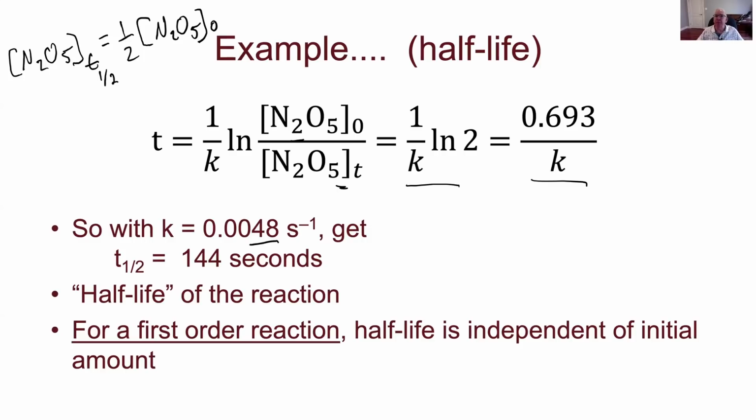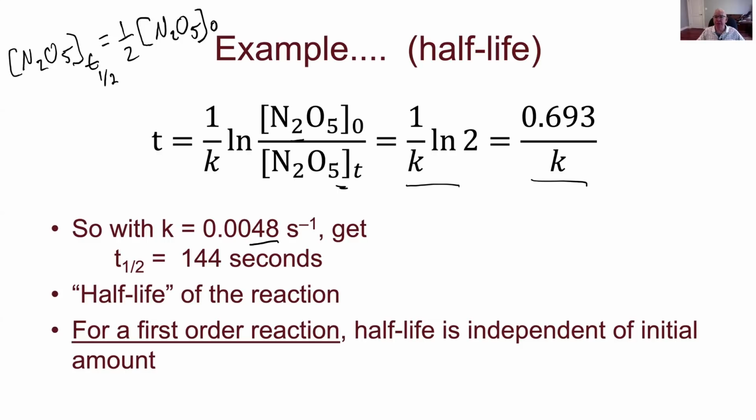Remember at the beginning, I said it was going to be between 100 and 300 and closer to 100. So we do sort of hit the right spot there. That suggests we've done things right. This is what's called the half-life of the reaction. For a first order reaction, but only for a first order reaction, the half-life is independent of how much stuff you start with. No matter what the initial concentration was at this temperature, after 144 seconds, half of it would have reacted and half of it would still be there.